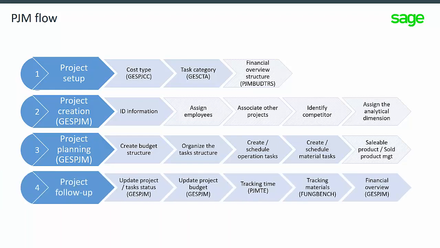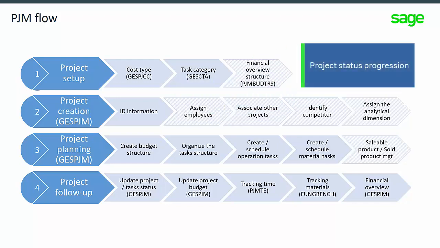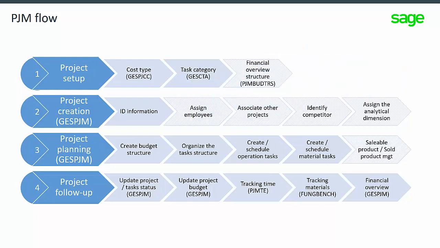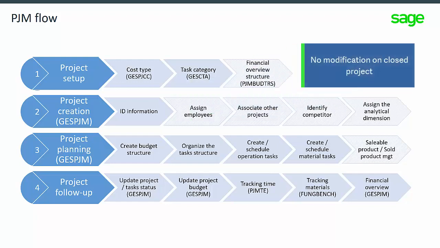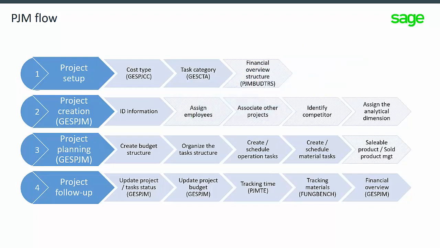Project follow-up is based on status change, expenses follow-up, and re-estimation of the remaining budget. The project status progression is normally new, launched, delivered, and closed. Upon closure, all of the related project budgets, project tasks, and project operations will also be closed. Once closed, the project cannot be modified.